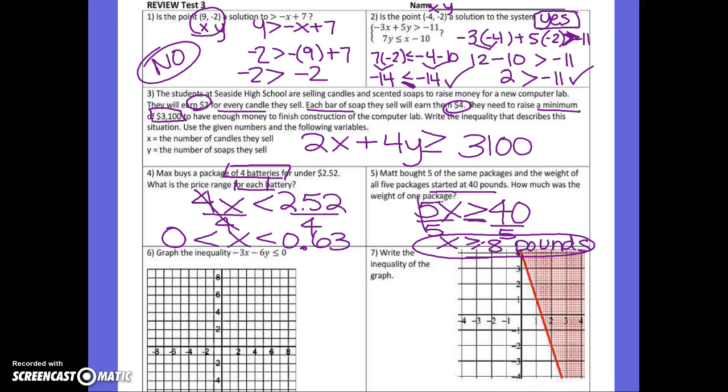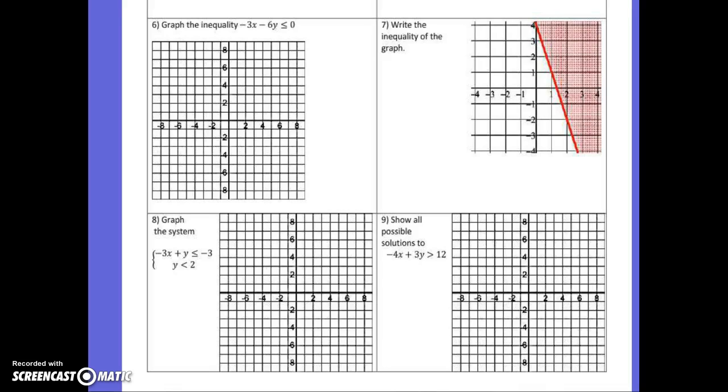Number 6, graph the inequality. Same thing as if I were to graph with an equal sign. So we need to solve for y first. So I'm going to add 3x over. Negative 6y less than or equal to, well, I could put 0 plus 3x, or I could just put 3x, either way. And now I got to divide out negative 6.